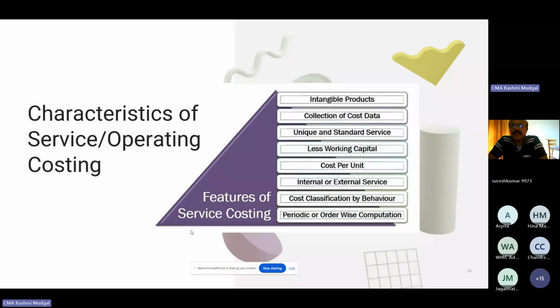Internal and external services are there. For example, if I go to a restaurant, they provide me food as well as service, so mixed services are different here. Cost classification by behavior: the behavior of the business defines the cost classification. We are going to read about it in other services also.